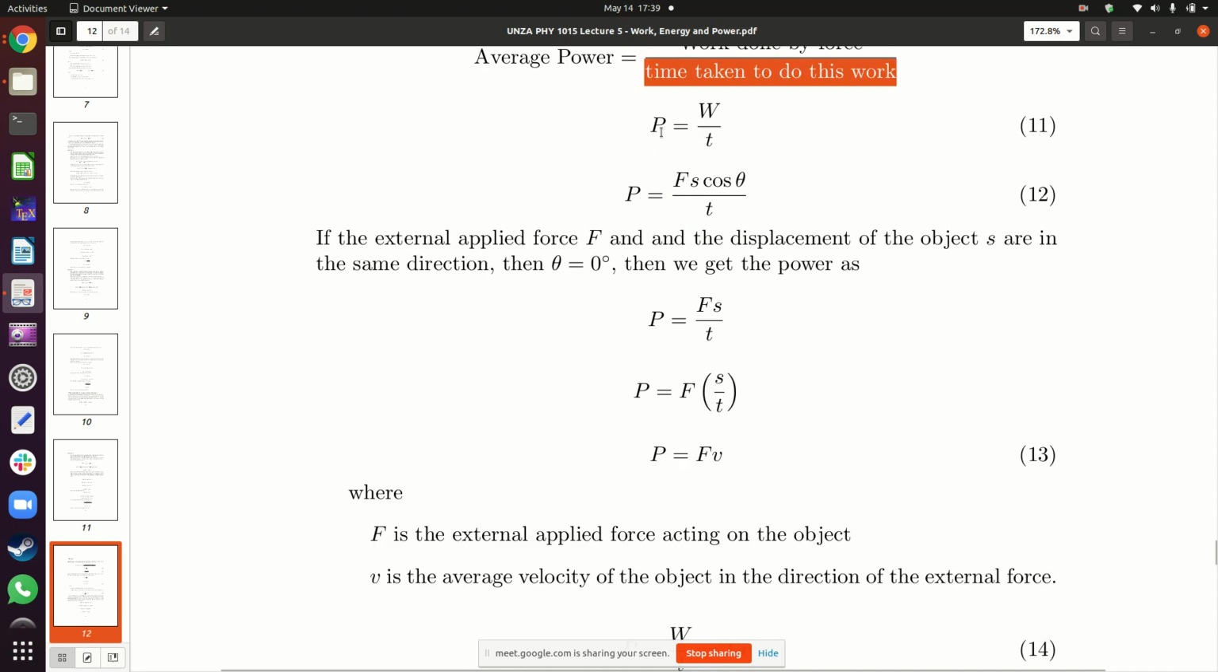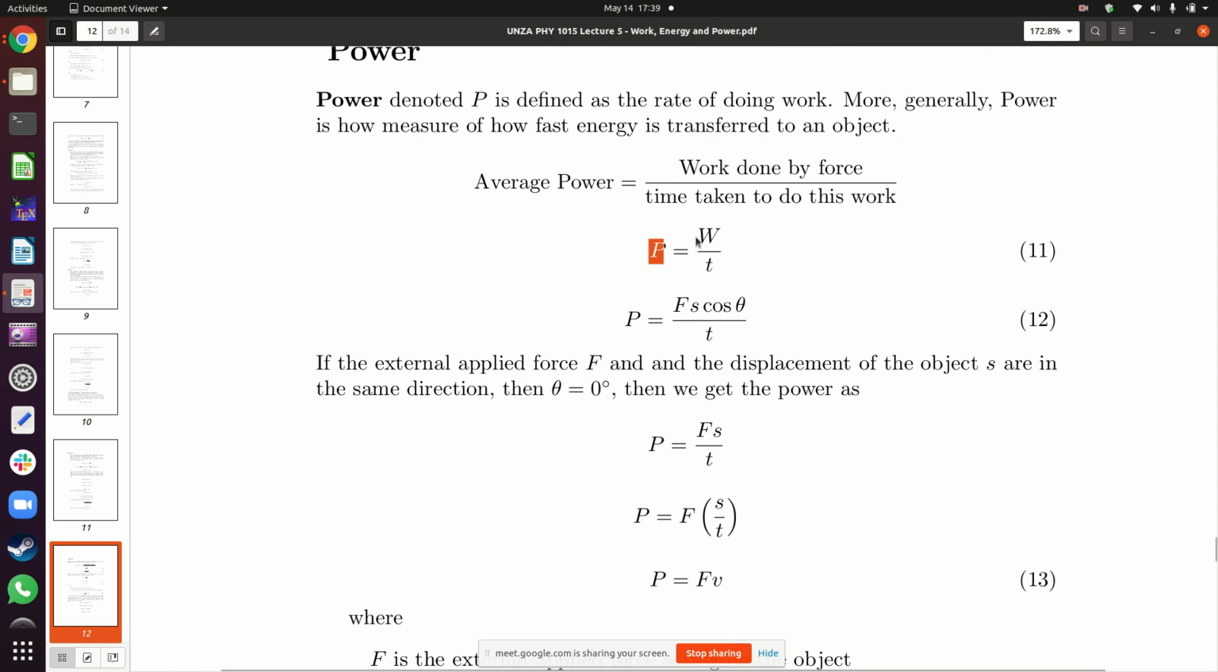So in this case, the power is P, work is W, and the time is T. We know from our definition of work that work is equal to some force. So you need some force for it to do work. Then this particular force should cause an object to move through some distance S. And of course, there might be some angle between this particular force and the displacement. Then this whole thing, Fs cos theta divided by T.